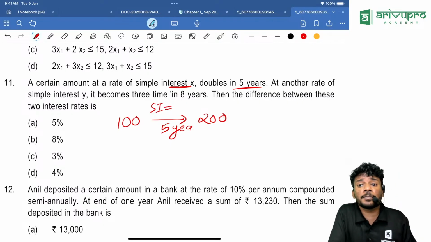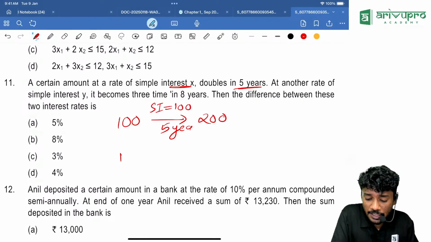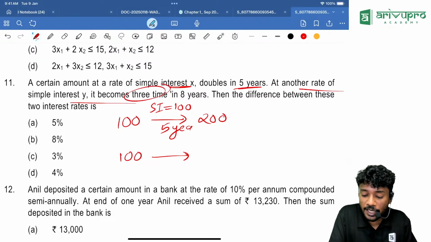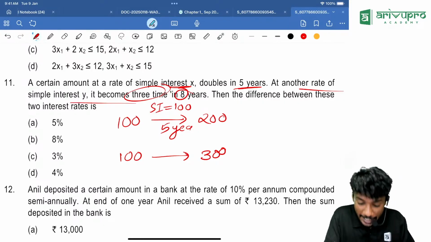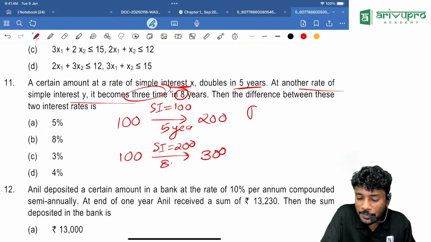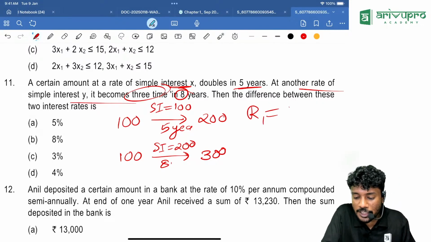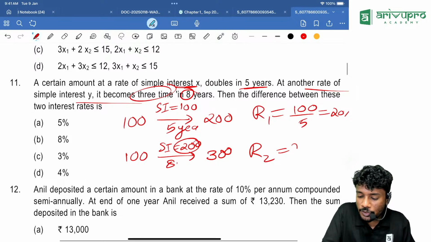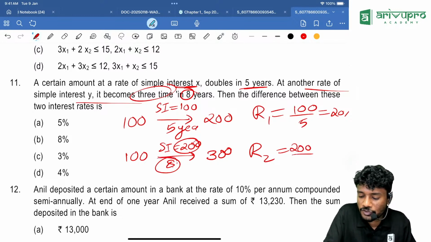200 minus 100 is 100. Then 100 is becoming how much at another rate? It is becoming 3 times. That means 300. Correct? In how many years? 8 years. How much is the SI value here? That is 200. Yes. That means rate 1, R1 is equal to 100 divided by 5, that is equal to 20%. R2 is equal to SI 200 divided by number of years 8, that is equal to 25%.